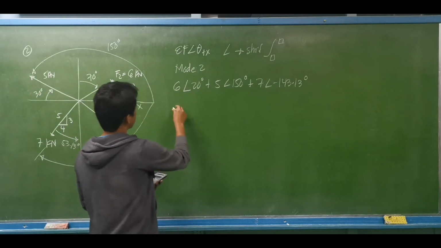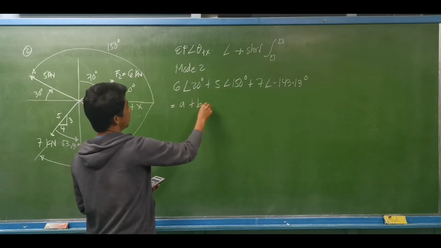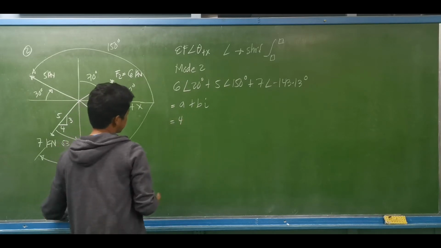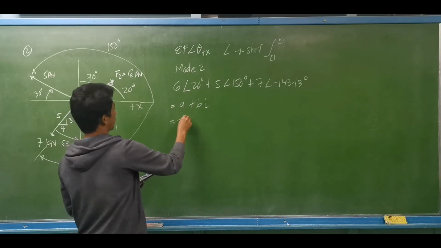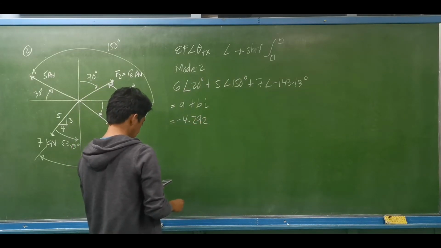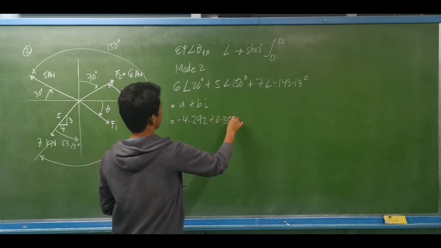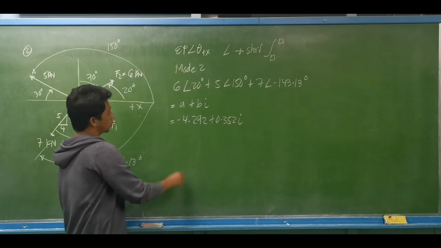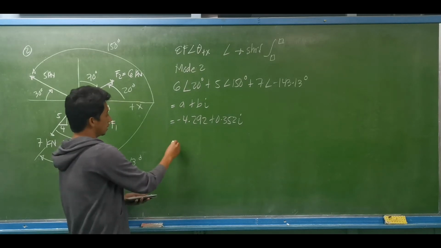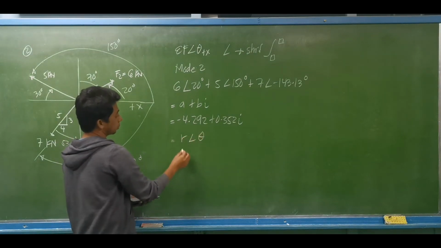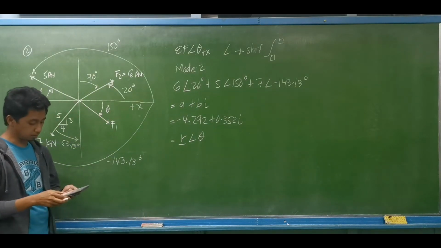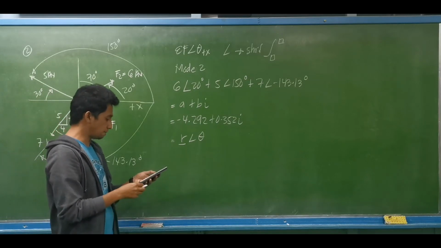We're having the result in the form of a complex number, a plus bi, and that value is negative 4.292 plus 0.352 i. So we need to convert this into the polar form. What is our polar form? That is R angle theta. To determine the value of the force that will make the force system in equilibrium, all you have to do is shift ups.